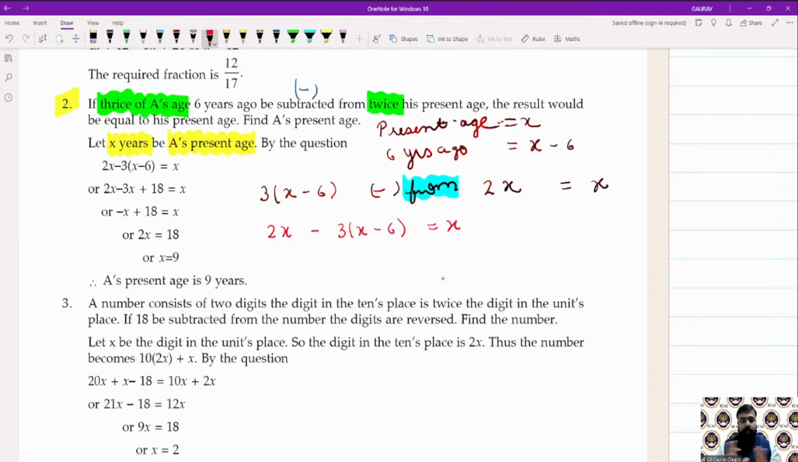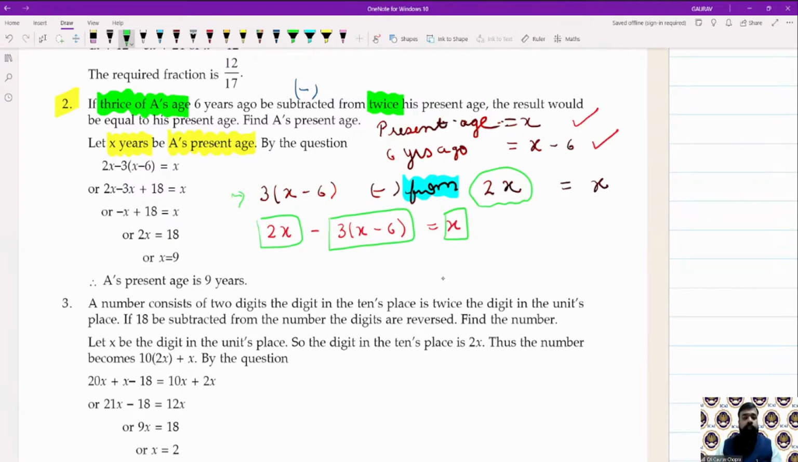Okay. So let us explain once again. Thrice of age is age 6 years ago. So if the present age is taken as x, तो 6 साल पहले, 6 years ago उसकी age क्या होगी? x minus 6. Then हमें क्या करना है? 3 times. So 3 times of x minus 6 is subtracted from, इसको माइनस करना है किस में से? 2x में से. तो 2x में से subtract करना है, therefore we are writing 2x minus 3 into (x minus 6) and we are getting the result as equal to x.